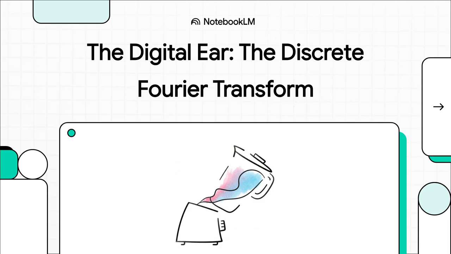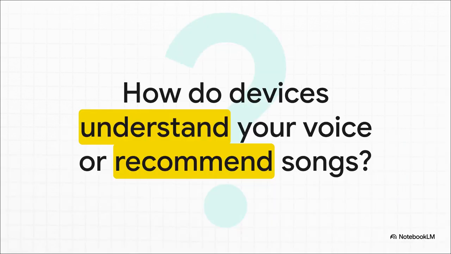All right, let's get right into it. We're going to talk about something that is quite literally the digital ear for our computers, the discrete Fourier transform. This is the magic behind so much of the tech we use every single day. Have you ever wondered how your phone can pick your voice out of a crowd? Or how a music app just knows what song you'd like next? Well, the answer isn't just code. It's about teaching computers how to listen. And to do that, they have to break down messy, complex signals like sound into their simplest, most basic ingredients.